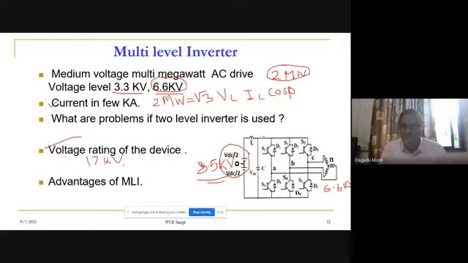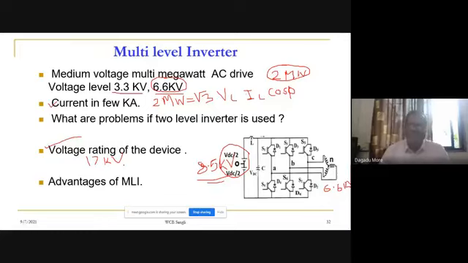We are using a 2-level inverter for a very big motor, a 2 megawatt motor, and its rating is 6.6 kV. And when your motor rating is 6.6 kV, the device voltage rating required for one IGBT is 17 kV, whereas the current rating may be 1 kilo ampere. Getting this device is a very difficult job. Then what is our solution?